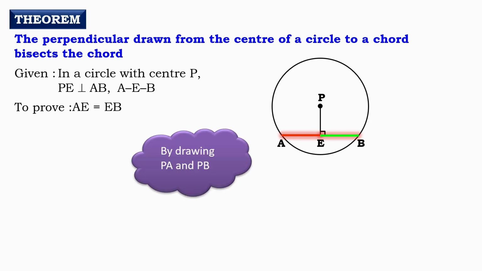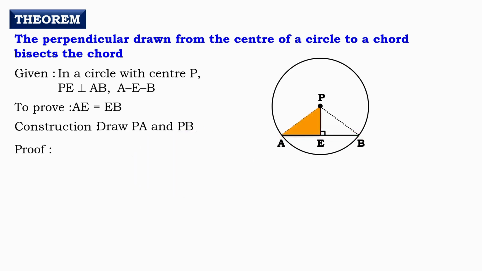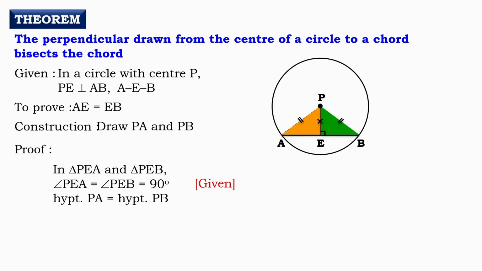So we will join point A with P and P with B. Now we can see there are two triangles forming. Since we have drawn something, that will go in the construction part. So we will write: draw PA and PB. Now coming to the proof. Take these two triangles, triangle PEA and triangle PEB. Already we know that angle PEA is equal to angle PEB, that is 90 degrees, because PE is perpendicular to AB. So this is given.